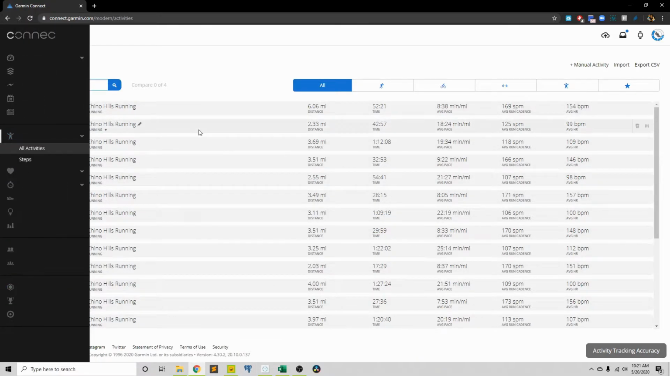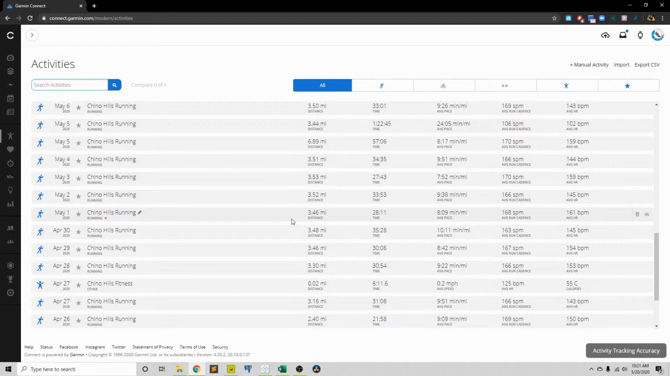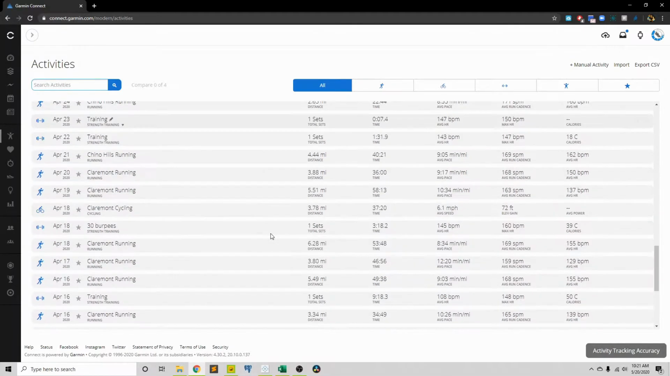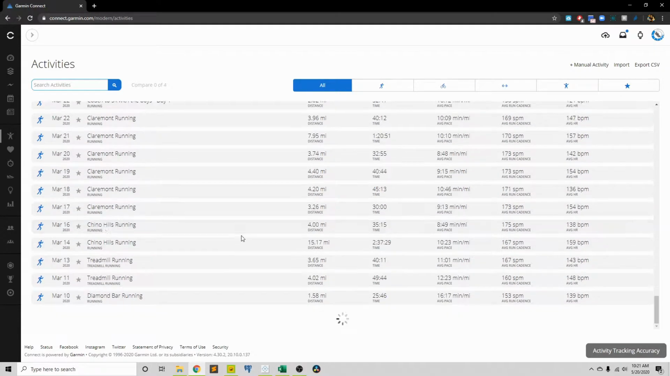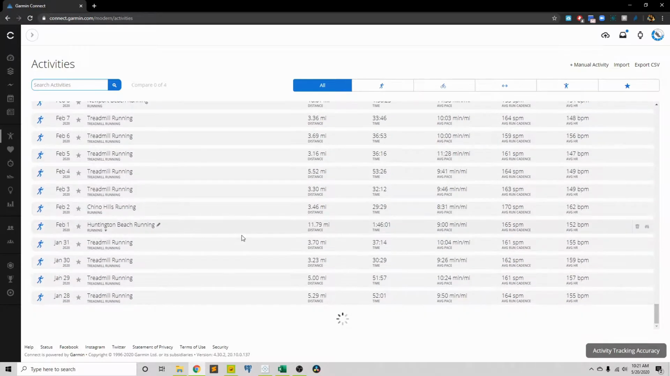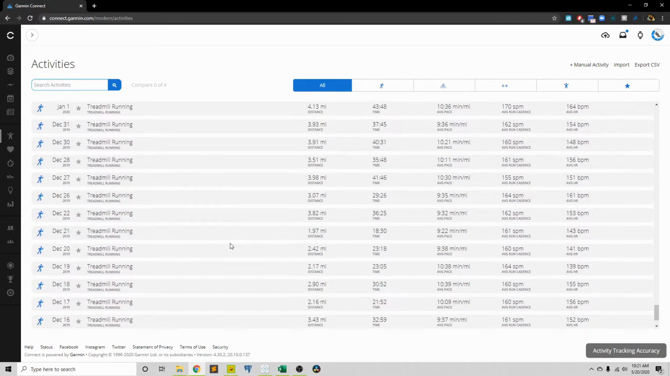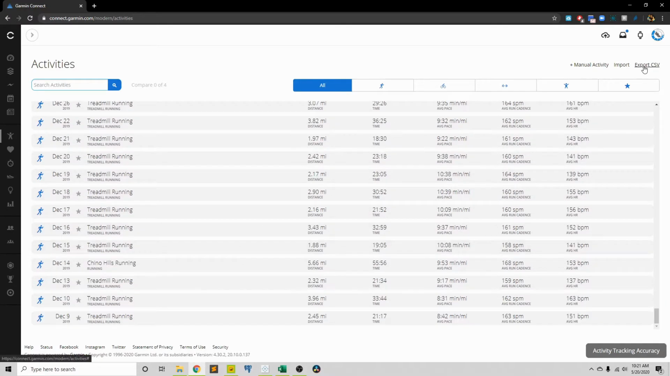When you go to your activities page, you have an option to export your activities into CSV. You want to make sure that you scroll down and load all of your activities, because if you start exporting when only a few things are showing on the screen, that's all you're going to get in your file. So I'm going to scroll all the way down to make sure it loads all the activities until when I bought the device back in December. And now I have all of that loaded. So I click on export the CSV.